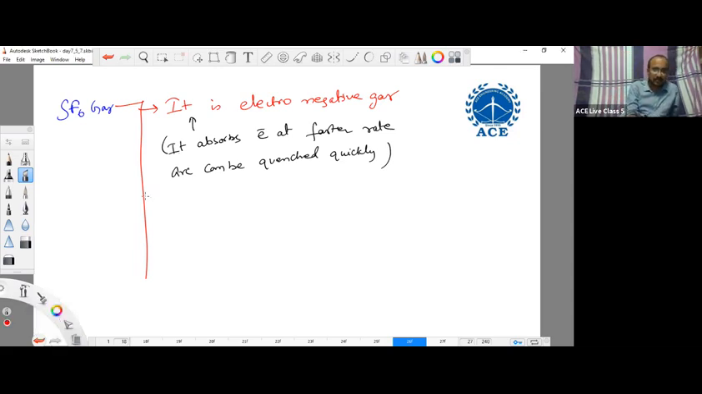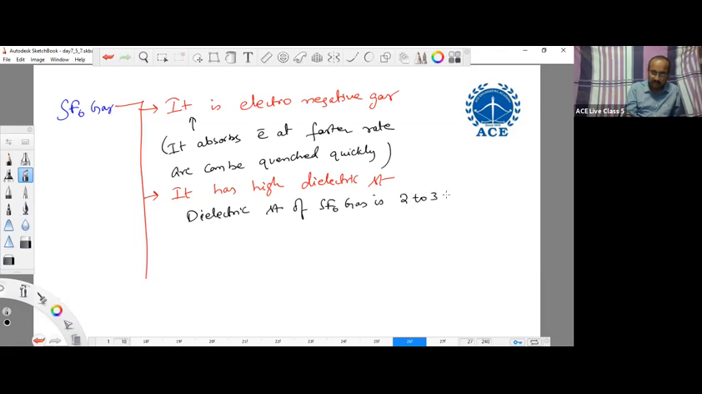Okay. Now, apart from that, it has high dielectric strength. The dielectric strength of SF6 gas is 2 to 3 times that of air. So it has high dielectric strength, and the viscosity is low.